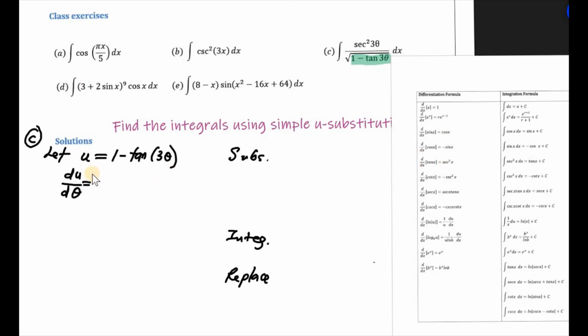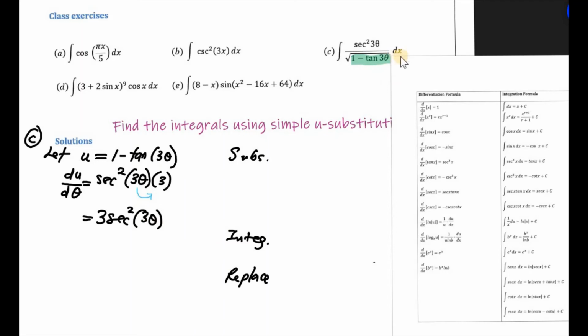So let's quote the answer. The derivative of tangent is secant square, but our x is 3 theta. And last time we learned about the chain rule. You need to further differentiate the inner function, this composite function, with respect to theta. Differentiating 3 theta with respect to theta, we get 3. In other words, 3 secant square.